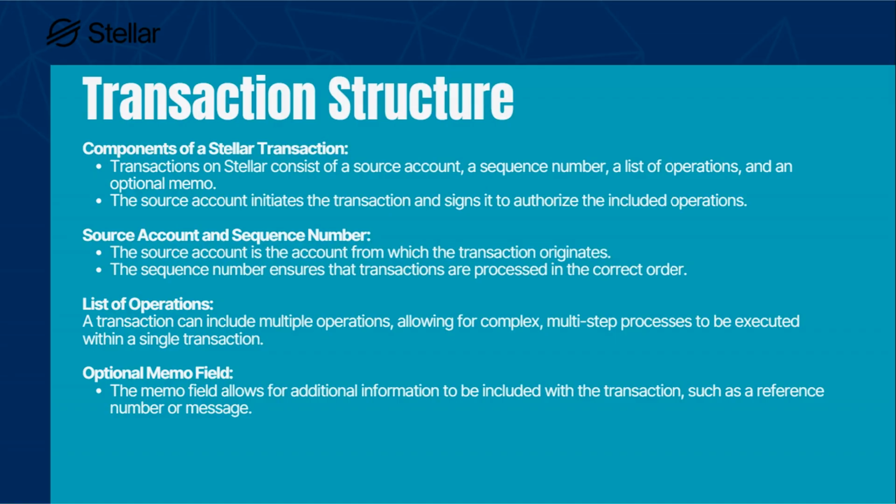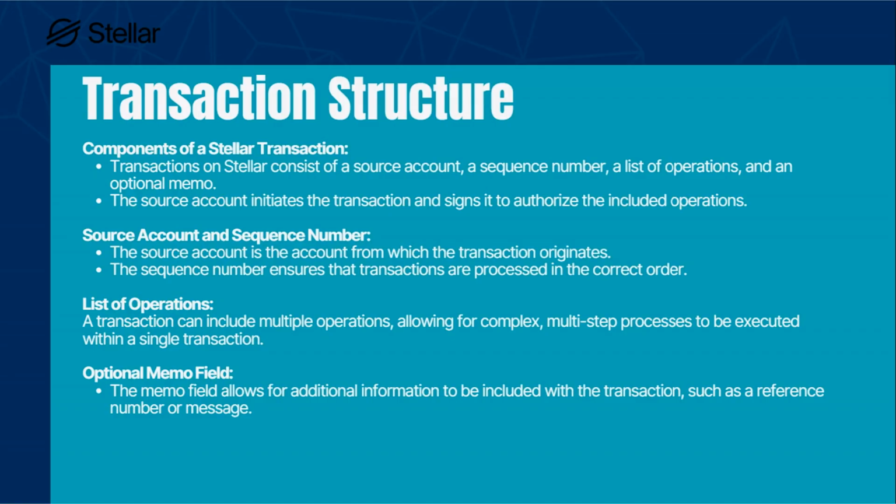So now you're probably asking, why do multiple operations matter? Here's something powerful. A transaction can include multiple operations, allowing complex multi-step processes to be executed within a single transaction. This is atomic. Either all operations succeed or they all fail together.